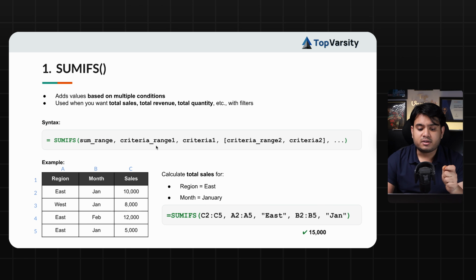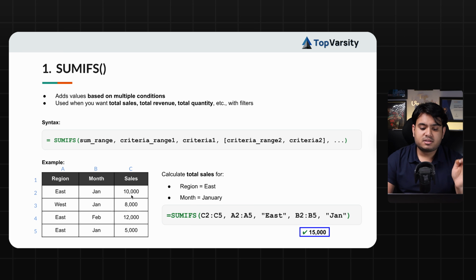Then criteria range 1, criteria 1. What is the criteria range? The first one should be your East, so A2 to A5 should be East. This is our first condition. The second is the month of January, so here B2 to B5 should be Jan. This is the condition, and after entering this formula you will get the answer 15,000.